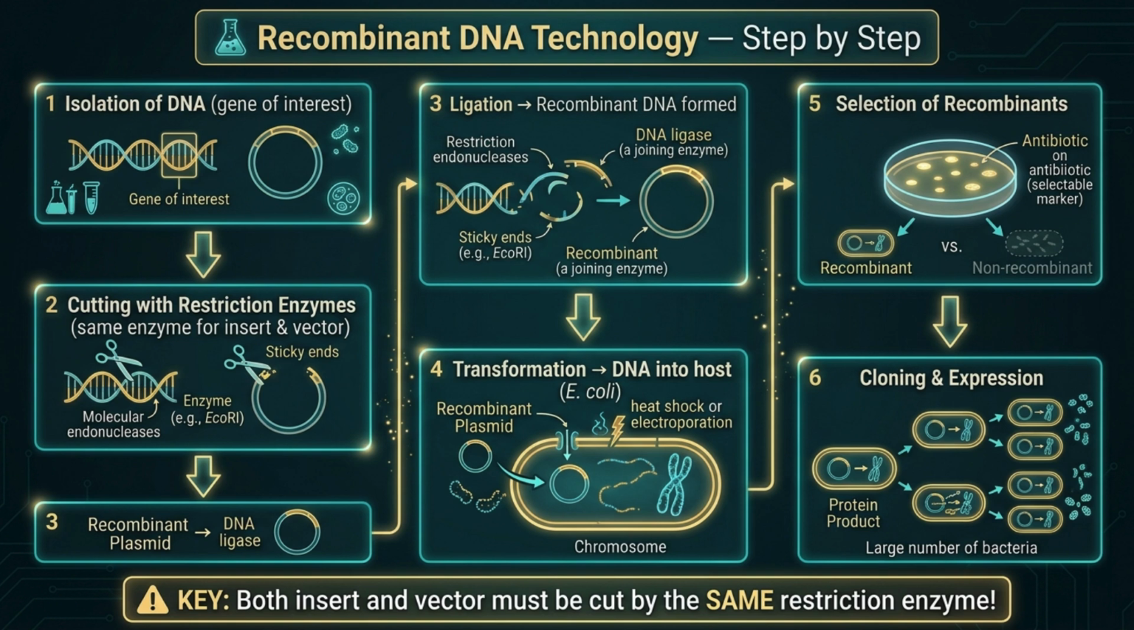Step 4, introduce this into a host cell, usually E. coli, through transformation. Step 5, select the recombinants. This is where selectable markers come in. If the gene was inserted into the ampicillin resistance gene, that bacteria will become ampicillin sensitive. This is called insertional inactivation. Step 6, clone and express the gene. Every single step is NEET testable.